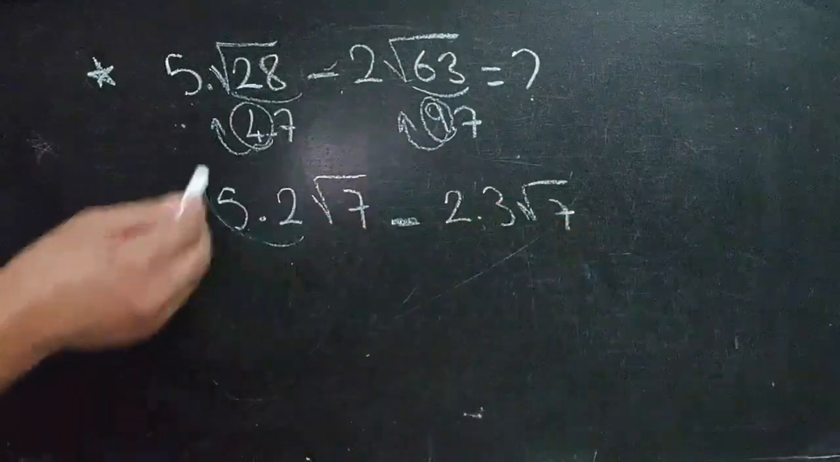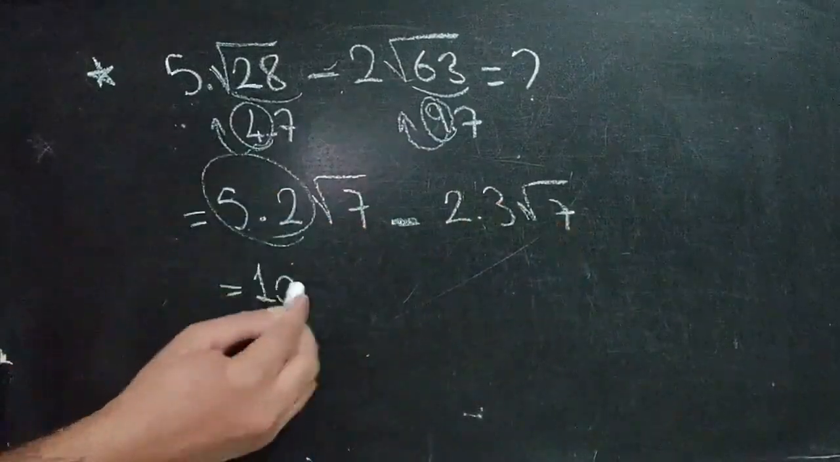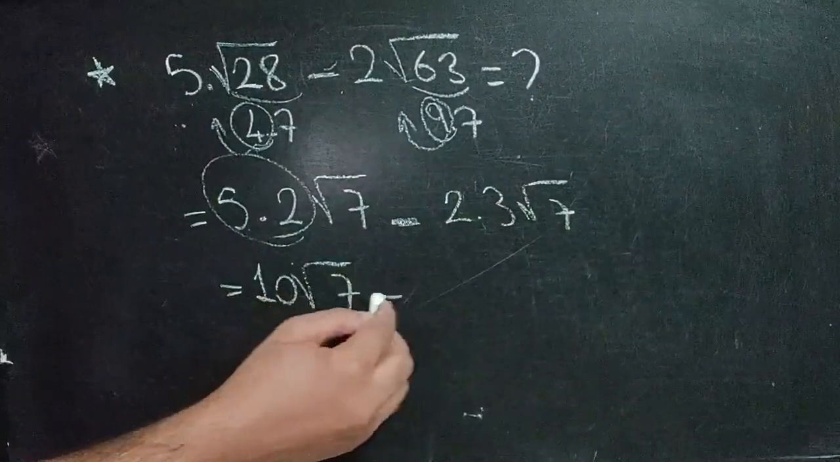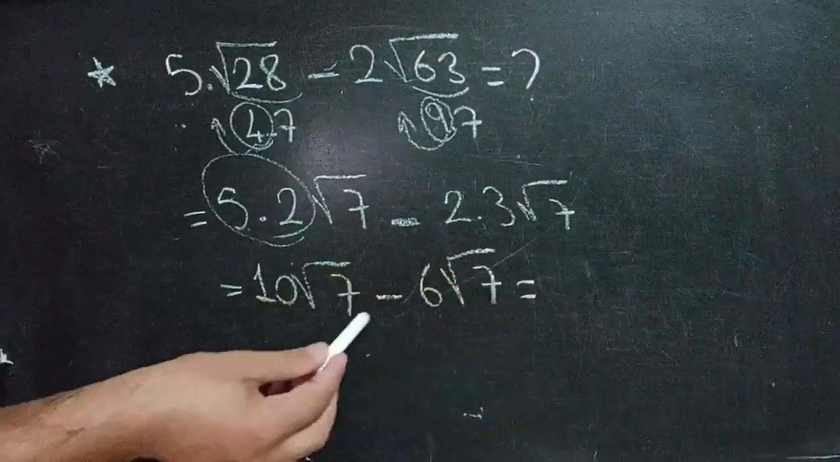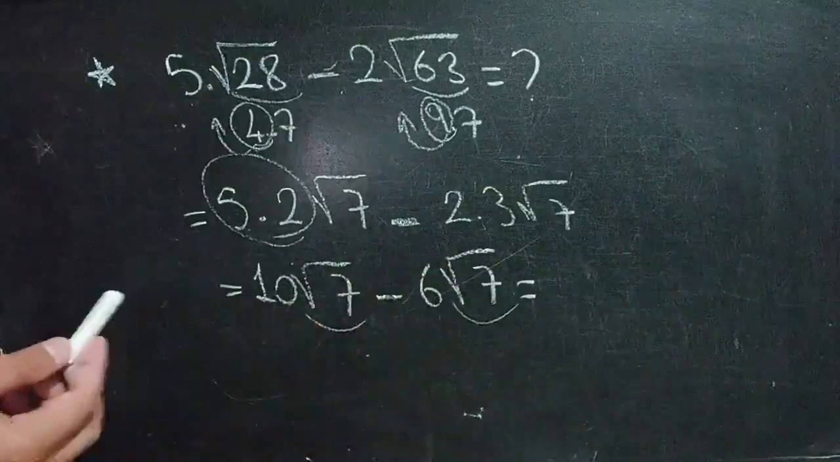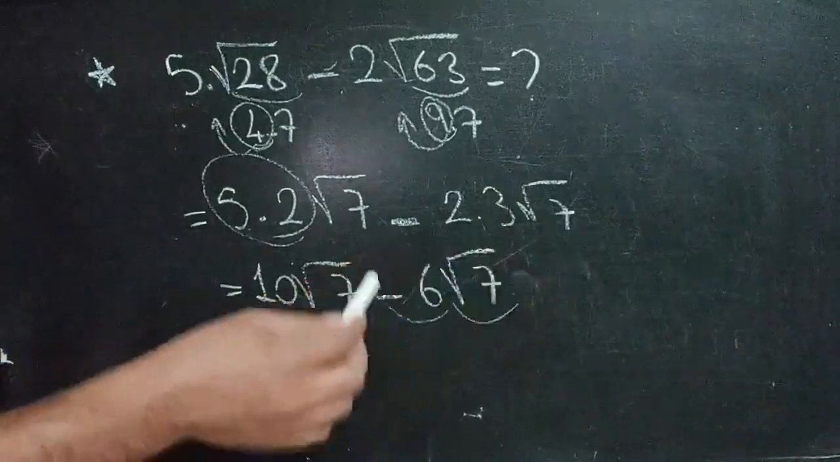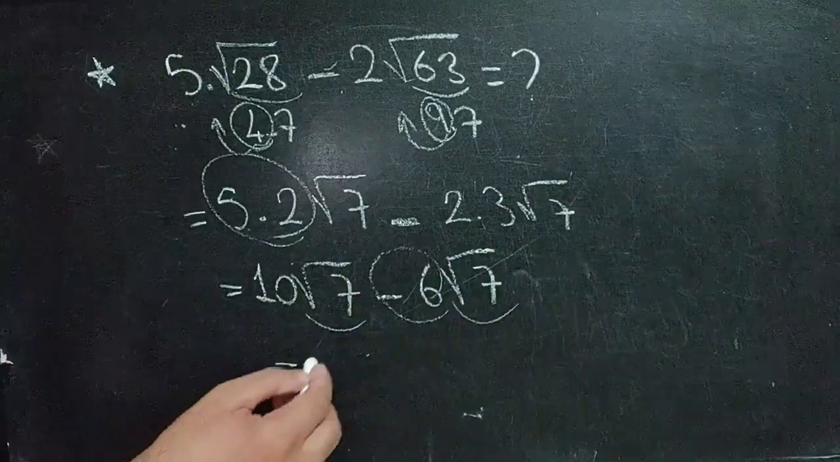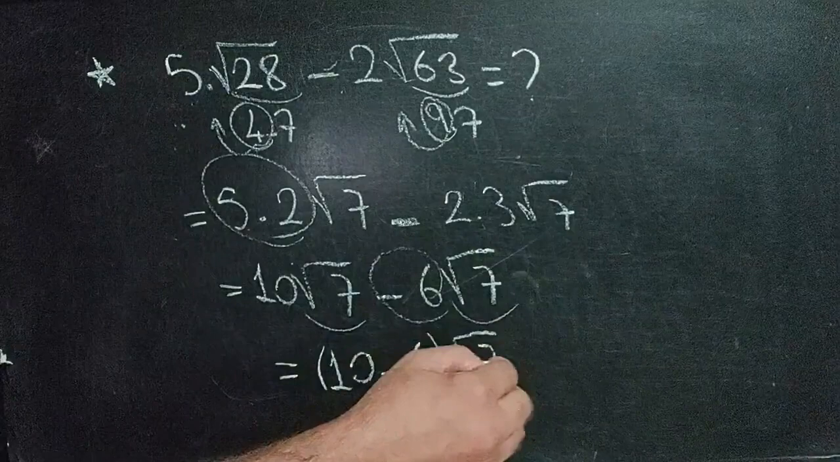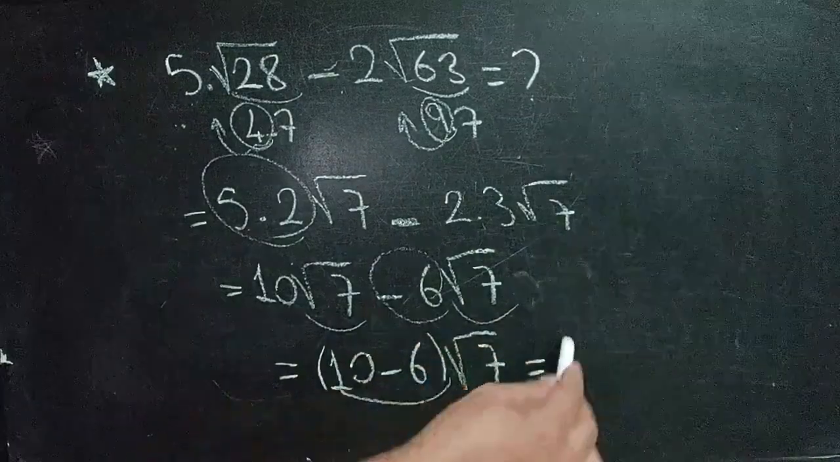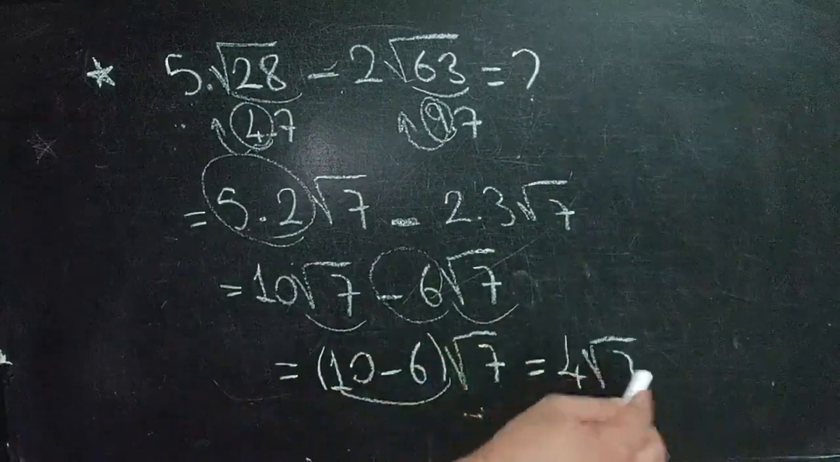So that will be 10 square root 7 minus 6 square root 7. So I got the same surds. I will do my operation with coefficients, which is going to be 10 minus 6 square root 7. From there, I will get 4 square root 7.